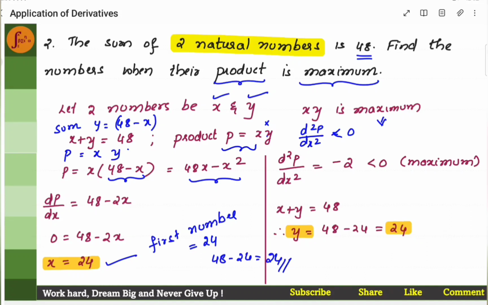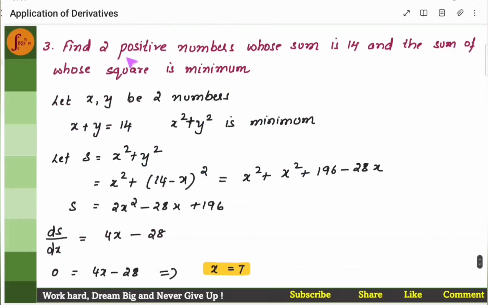Now the only thing is, since the product is maximum, we just have to verify that step. We just have to verify that it is maximum. So what you will do, you'll find the double derivative, the second order derivative of this function, right? You'll differentiate this function again. When I differentiate, I'll get minus 2, which is less than 0. Since it is less than 0, the function is maximum. So they've told us it is maximum, and we have verified that it is maximum. And the two numbers are 24 and 24. That's all.